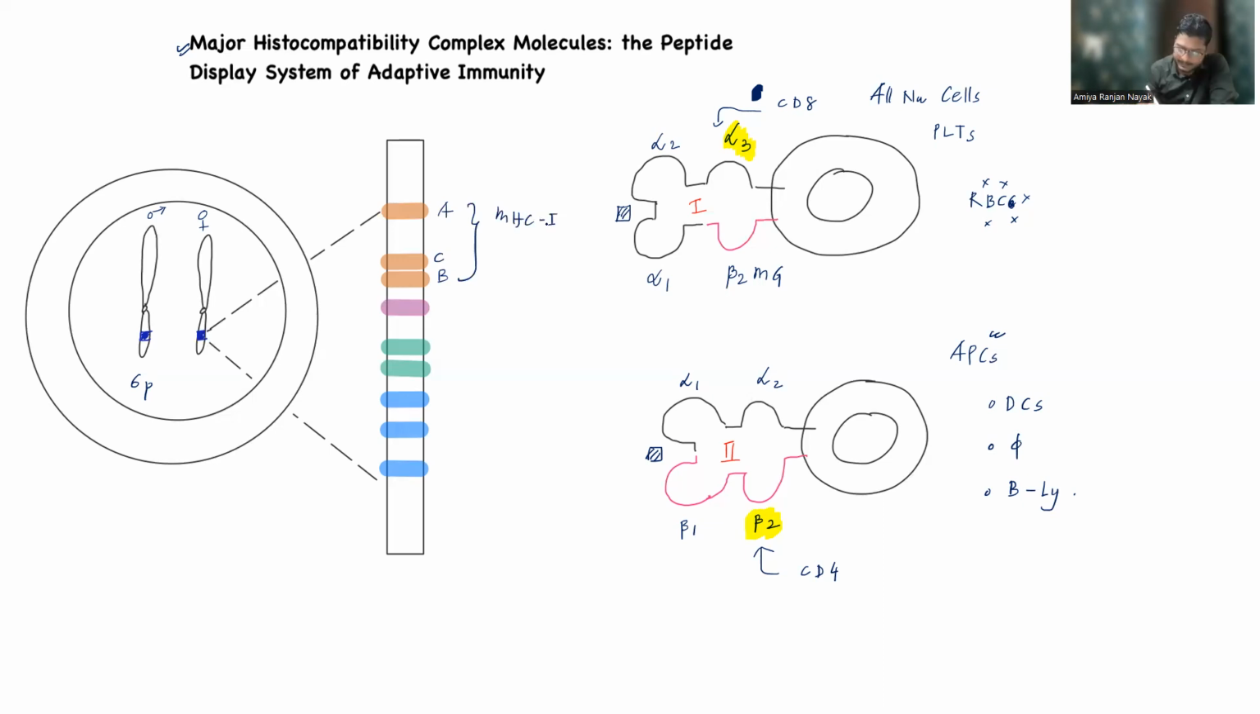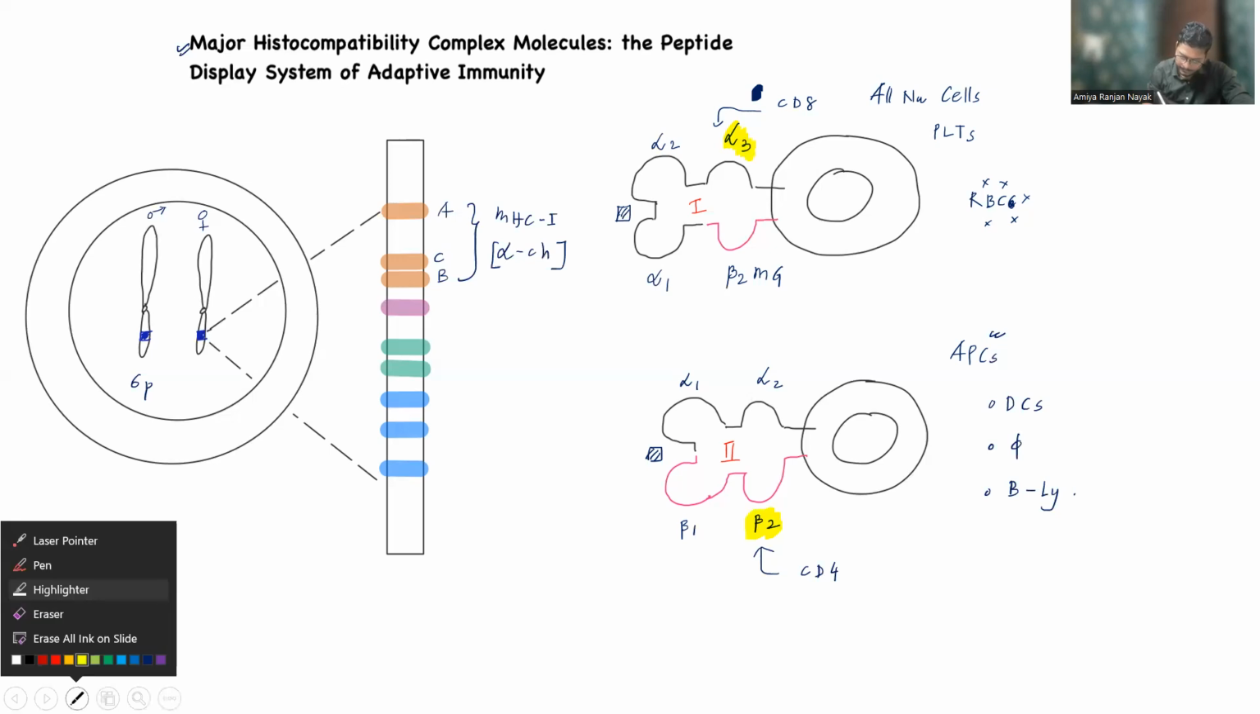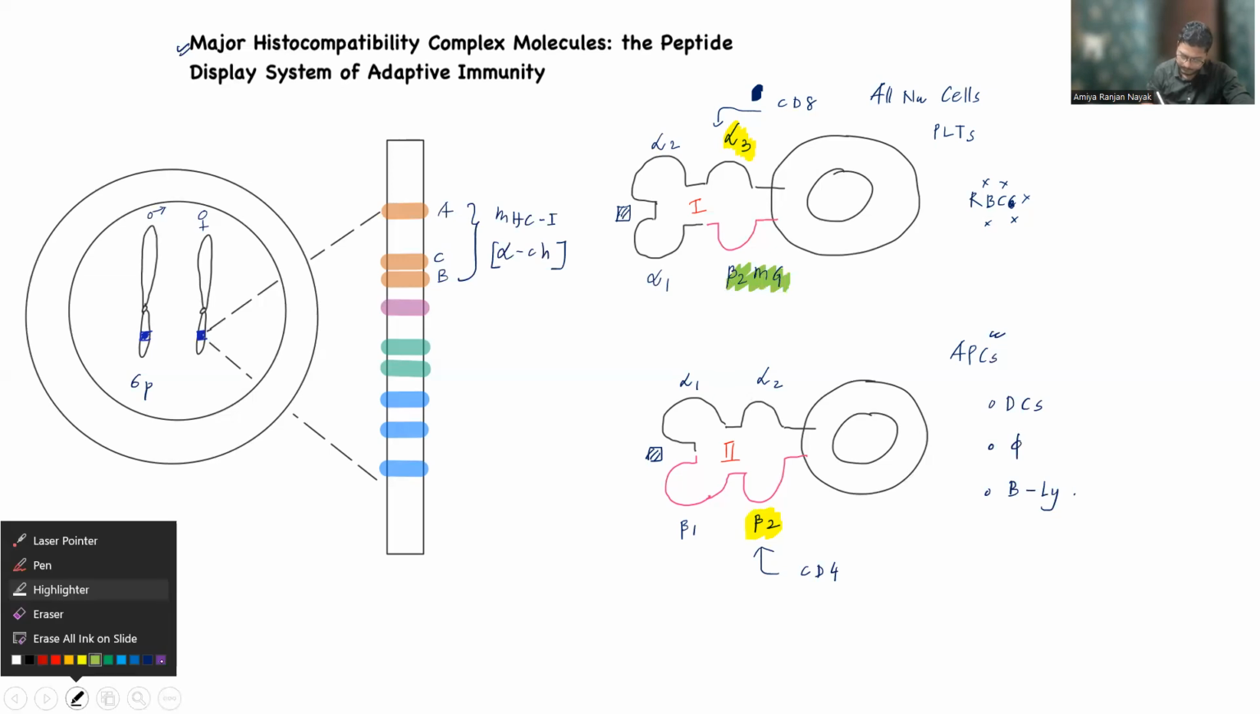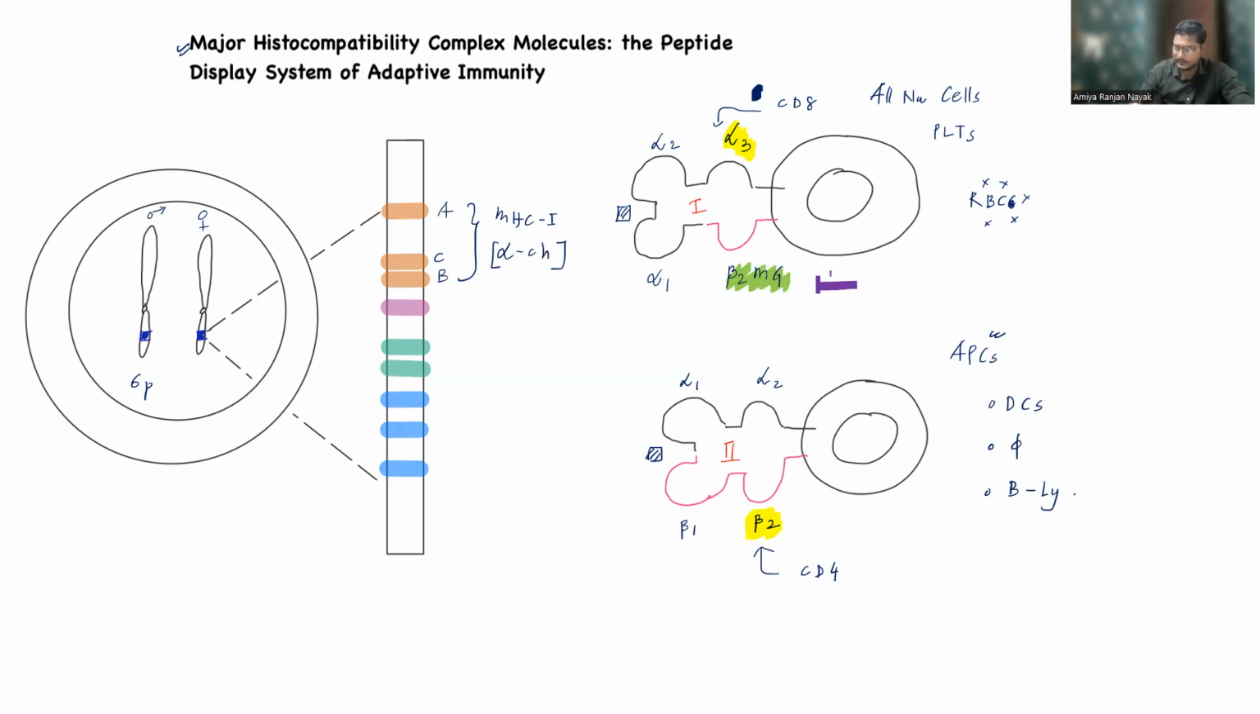But we need to understand that these genes, HLA-A, B, and C, give rise to the alpha chain of the MHC class 1 molecule, not the beta-2 microglobulin. So where is the beta-2 microglobulin coming from? It comes from a different gene, which is present on chromosome 15. So beta-2 microglobulin is a product of a different gene on chromosome 15. The alpha chain is the product of the MHC class 1 genes, HLA-A, B, and C.